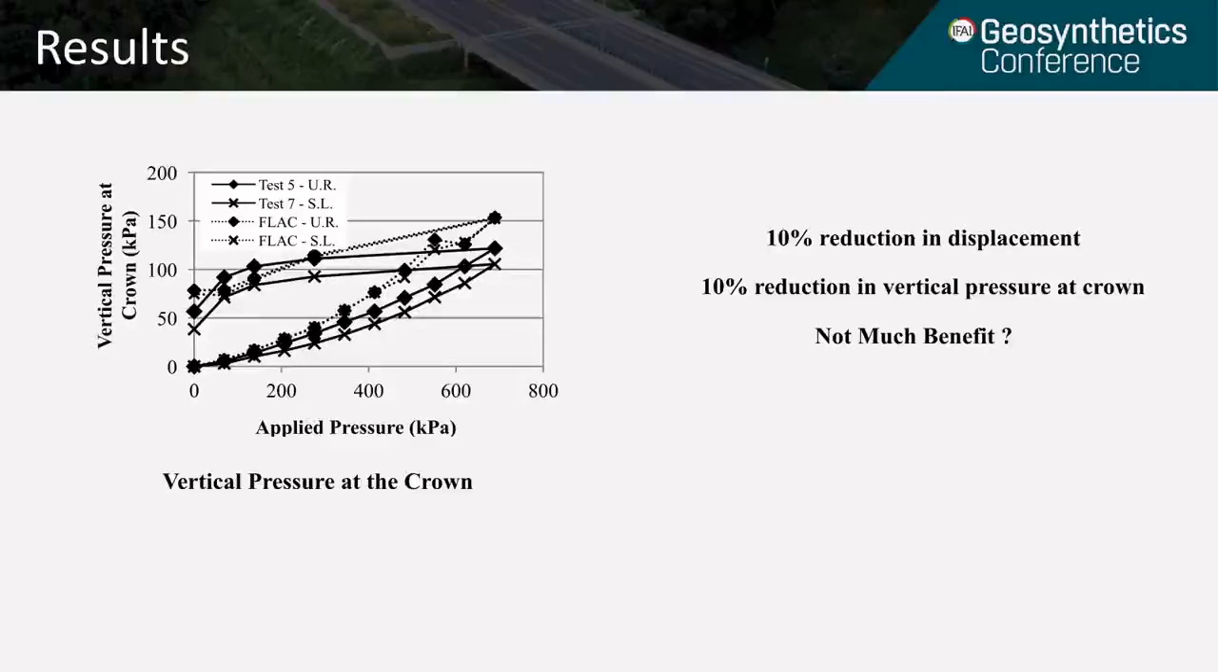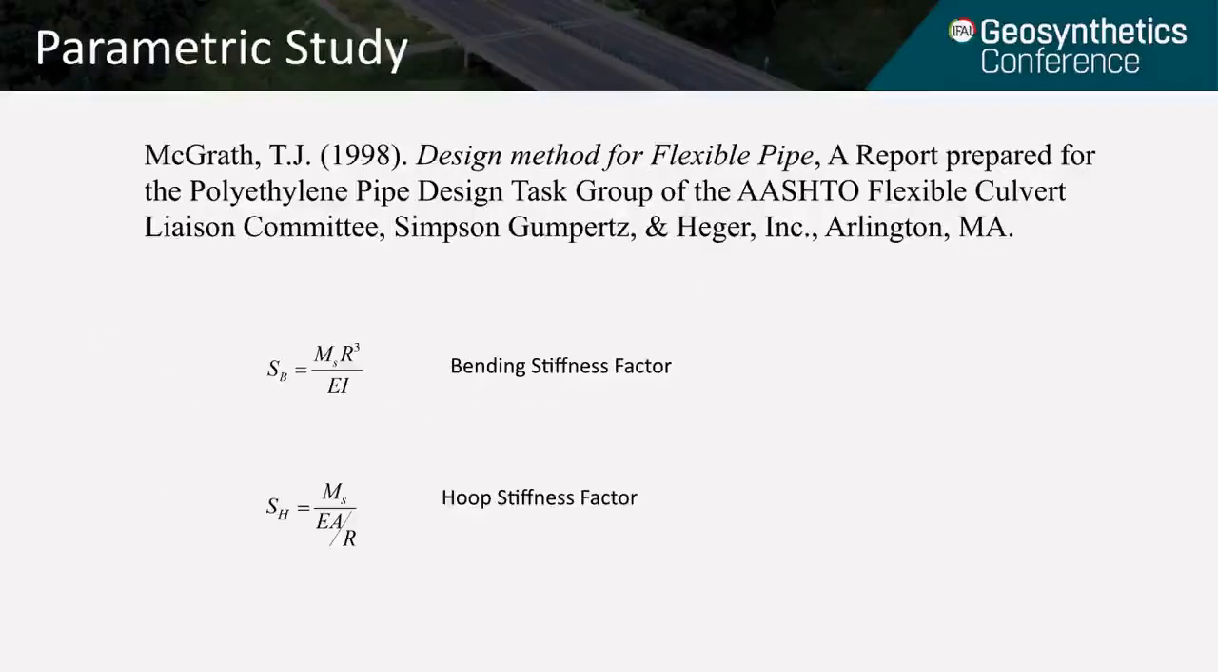How can we get more benefit from the inclusion of GeoGrid or a geosynthetic? The design method for flexible pipe introduced the concept of bending stiffness factor and hoop stiffness factor for categorizing and projecting the response of buried flexible pipes. Here, M sub S is the constrained modulus of the soil surrounding the pipe, and EI over R involves the modulus of elasticity, the moment of inertia, and the radius of the pipe wall. The hoop stiffness factor consists of the constrained modulus and the axial stiffness and area of the pipe wall.